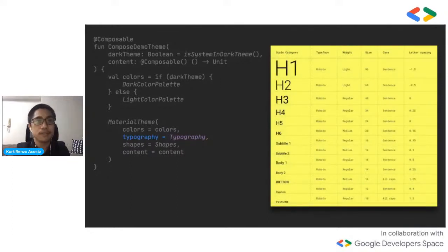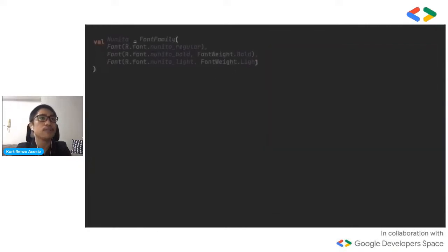So you have your H1, H2, H3 until 6. So these are your headlines. You have subtitles, bodies, and buttons. So you can configure this on how you want to do them. But yeah, these are the basic guidelines. So yeah, depends on how you want to use them.